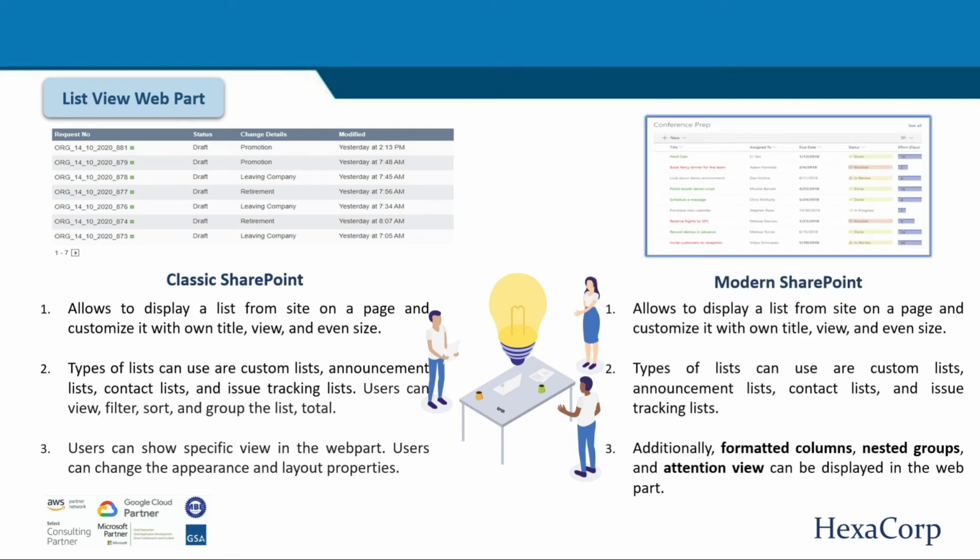Modern List allows you to display a list from the site on a page and customize it with your own title, view, and even size. Types of list we can use are custom list, announcement list, contact list, and issue tracking list. Additionally, formatted columns, nested groups, and attention view can be displayed in the web part.